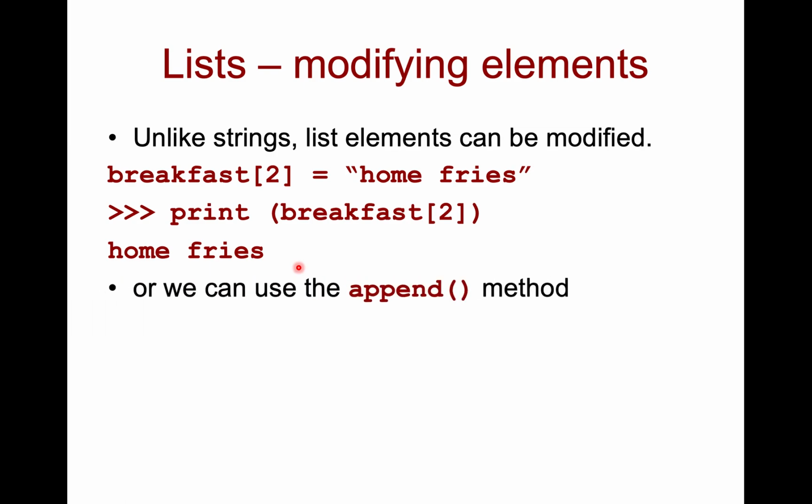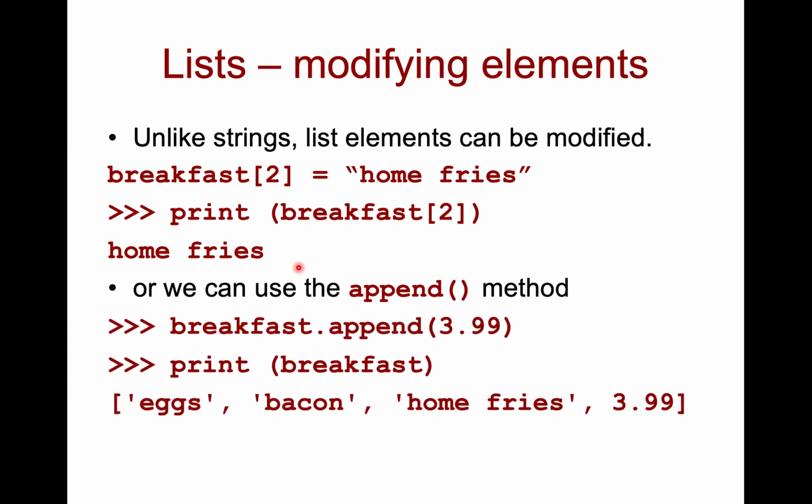We can also use the append method. Remember that the appendix is something you find at the back of a book? Well, the append method puts new items on the end of the list, in the same way that the appendix is found at the end of a book. So if we go breakfast.append 3.99, this will add the value 3.99 to the end of our breakfast list. When we print breakfast, we see the 3.99 at the end of the list.